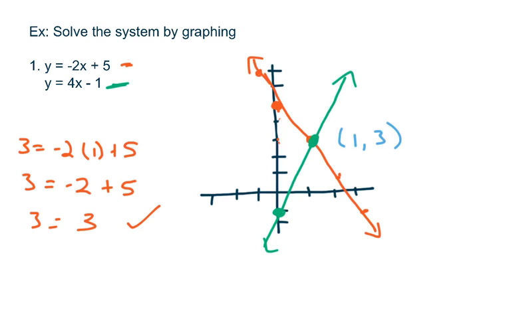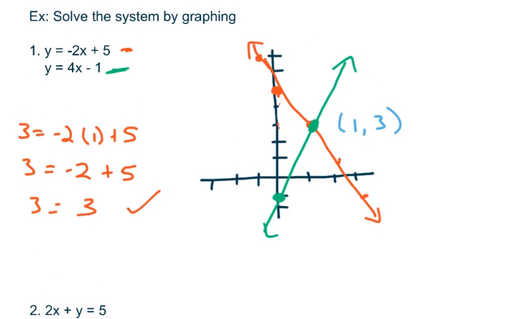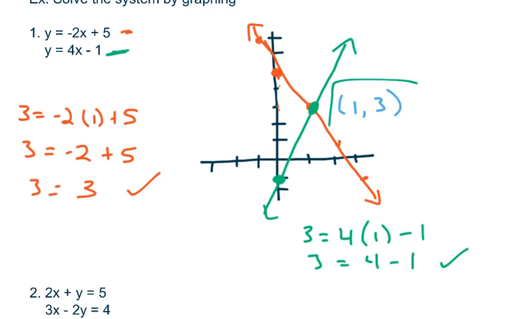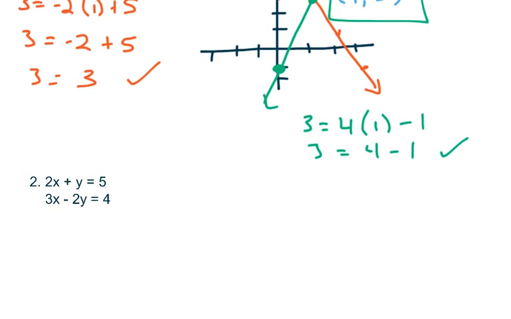Now we need to check the green one, and I'm running out of space here. My y value is 3 again. I have 4 times my x value, which is 1, and then minus 1. 3 equals 4 times 1 is 4, minus 1. Yes, that checks out. So this point right here, 1, 3, is our solution for the system in example number 1. Now, example number 2, I'm going to show you a shortcut.